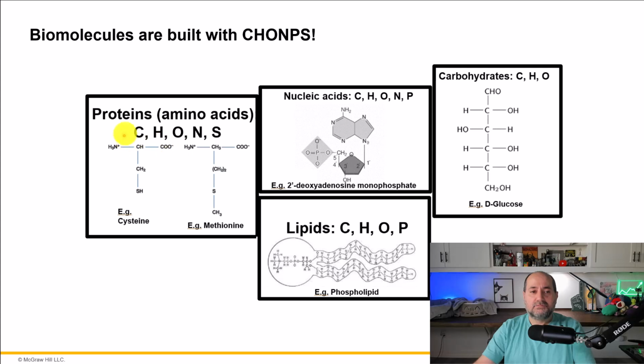And what elements make up an amino acid? See, these are both amino acids, right? There's 20 different naturally occurring amino acids. Well, guess what? Amino acids have carbon, hydrogen, oxygen, nitrogen, sulfur, everything except phosphorus, right? The nucleic acids have carbon, hydrogen, oxygen, nitrogen, phosphorus. You see? The lipids can have carbon, hydrogen, oxygen, and phosphorus, like this phospholipid down here.